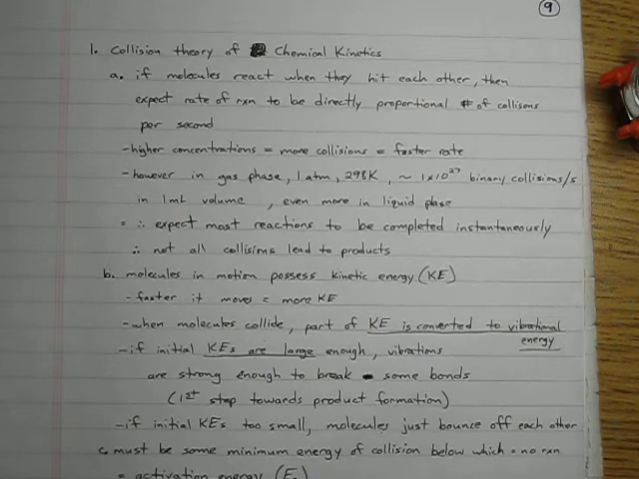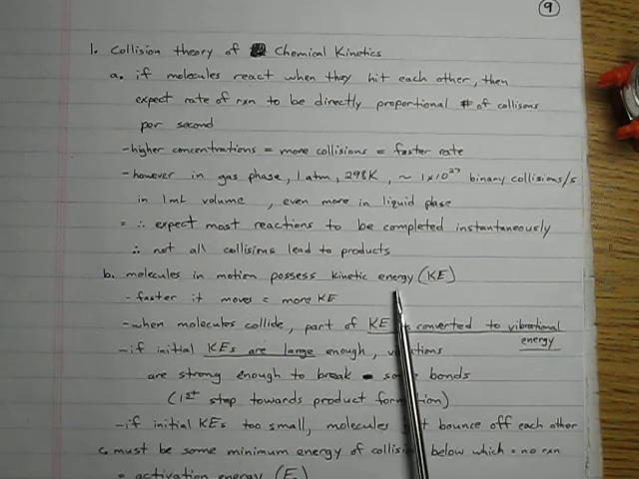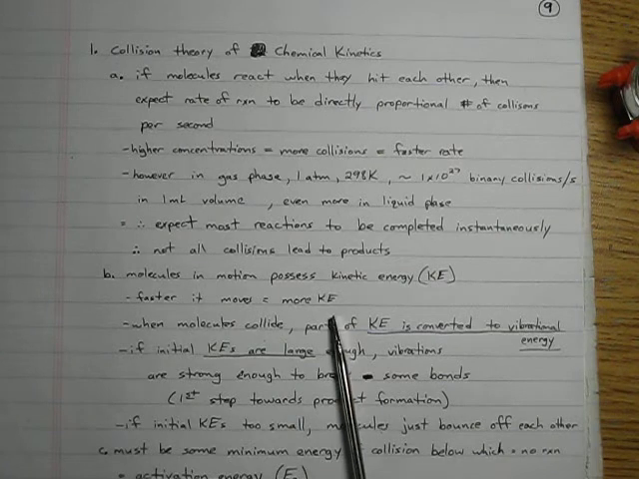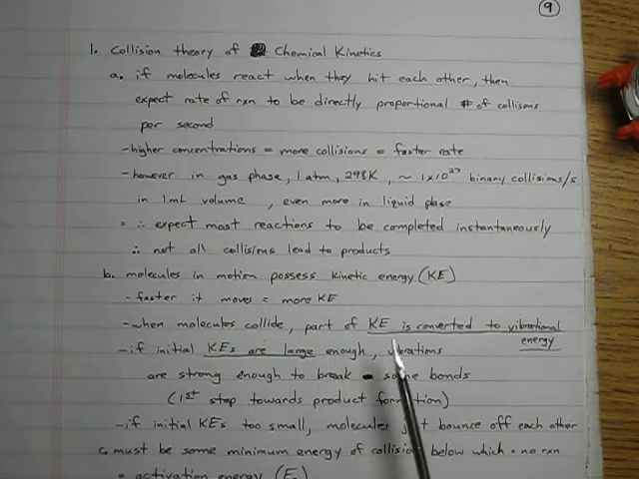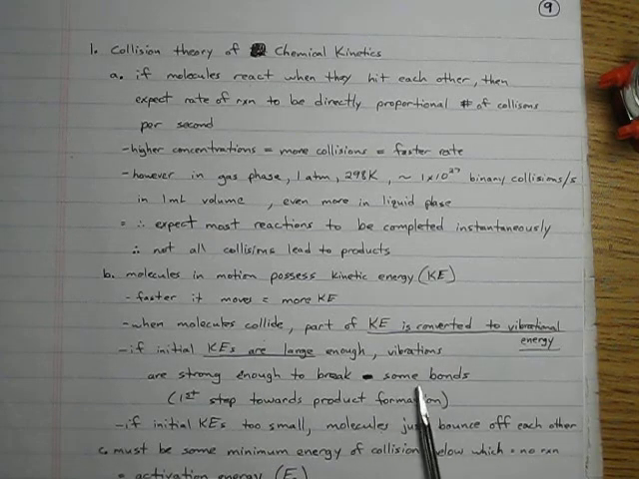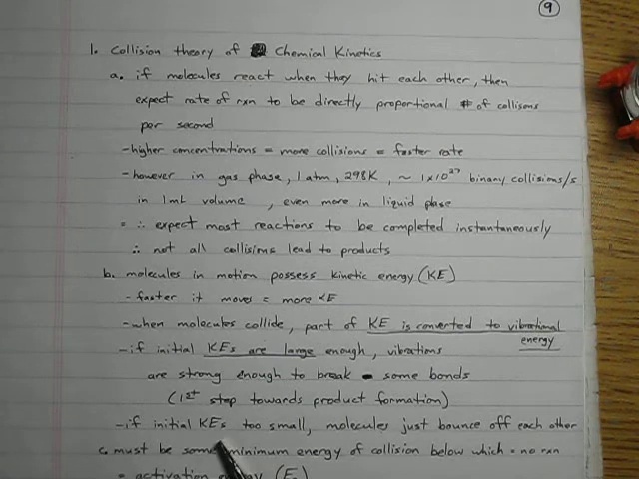The two main factors, the first one is going to be the kinetic energy. We know the faster something moves, the more kinetic energy it has. As I said before, when molecules collide, the kinetic energy is converted to vibrational energy that, if large enough, can break chemical bonds, and that's the first step. Note, if two molecules smack into each other but the kinetic energy is too small, then you're not going to break any bonds, and the two molecules will just bounce off of each other.